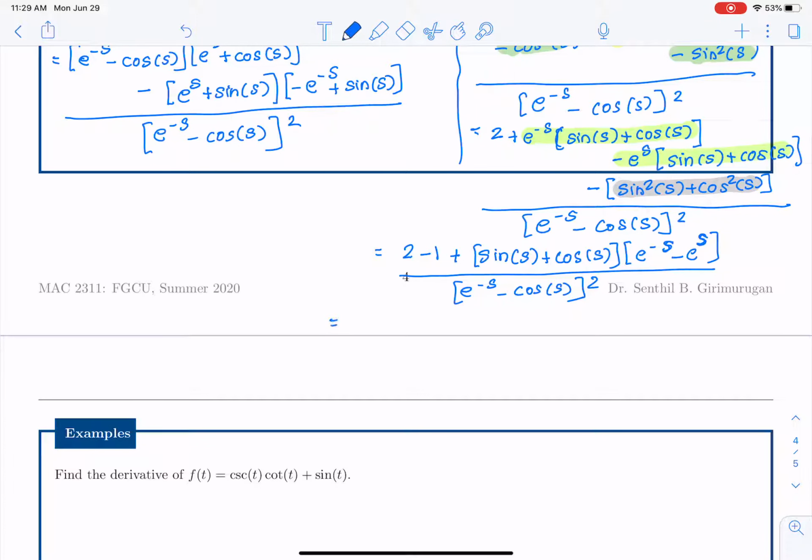So 2 minus 1 is 1, so we have 1 plus sine s minus cosine s multiplied by e raised negative s minus e raised positive s divided by e raised negative s minus cosine s squared. Quite a lengthy problem.